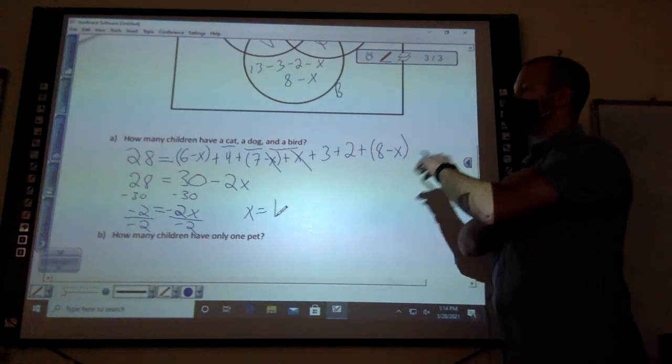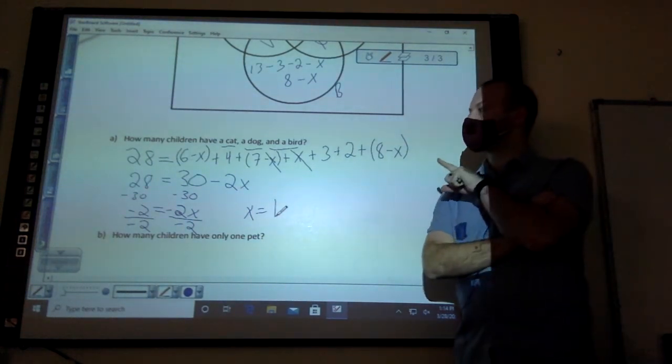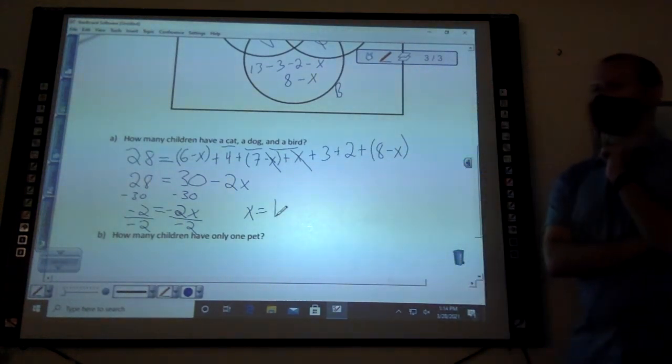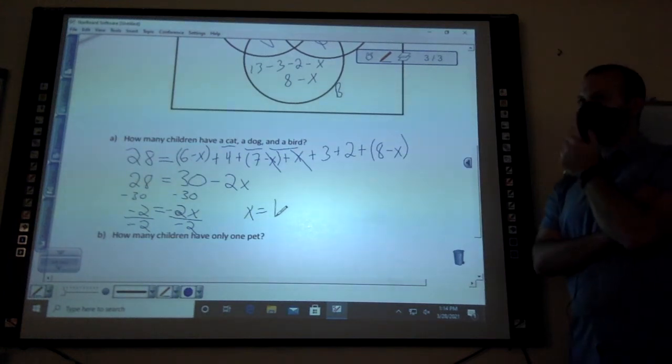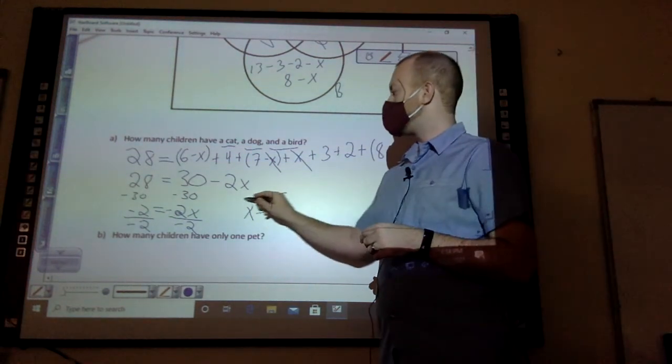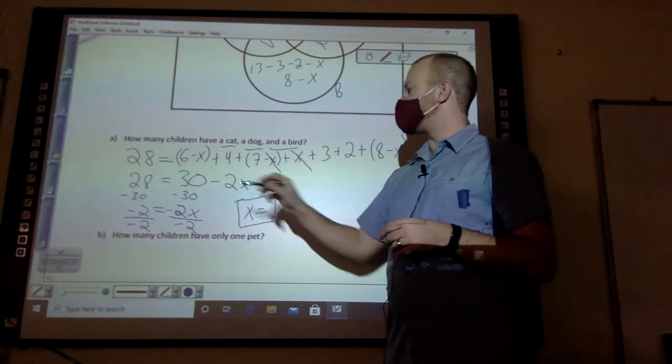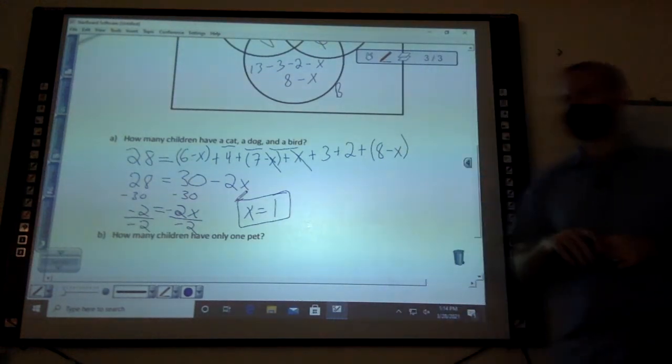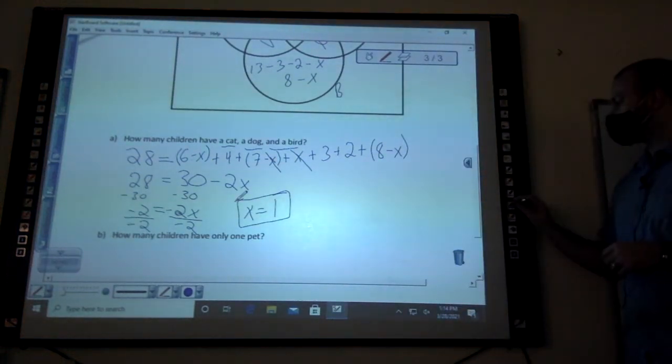There's only certain numbers you can have for x. And in this case, x has to be 1. So, are there many cases where x is 1? Yeah, you can have multiple cases where x equals 1. Depending on the question, the middle number could be anything. This is just a special case where it's 1.